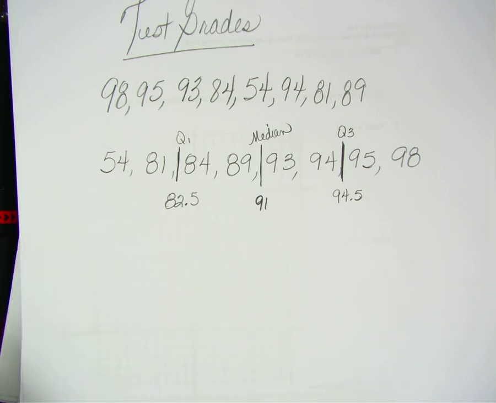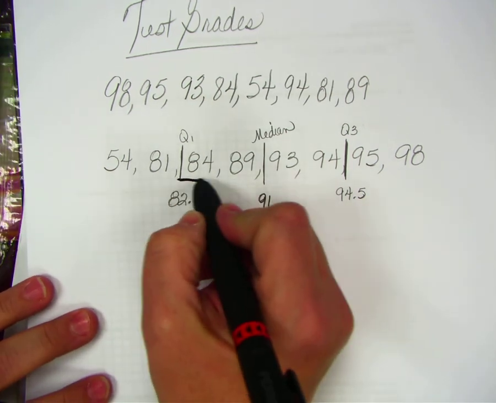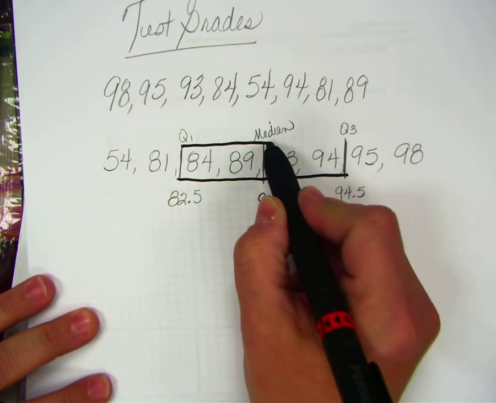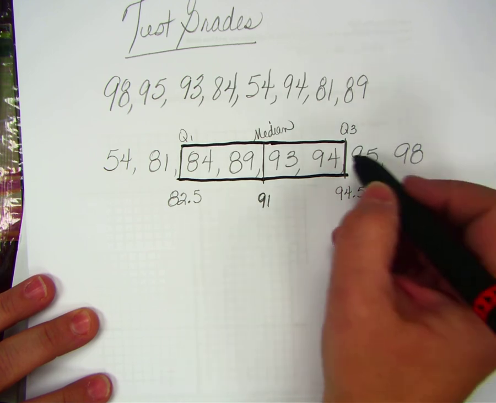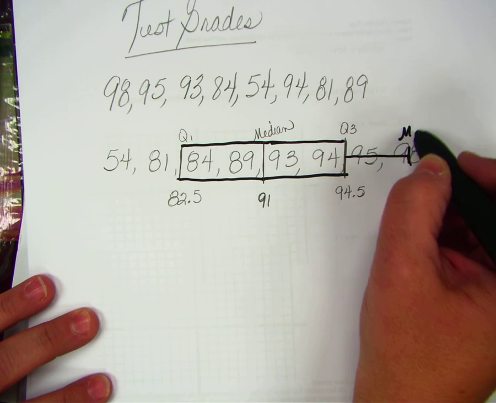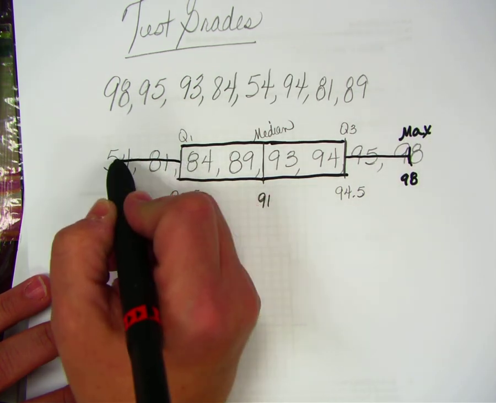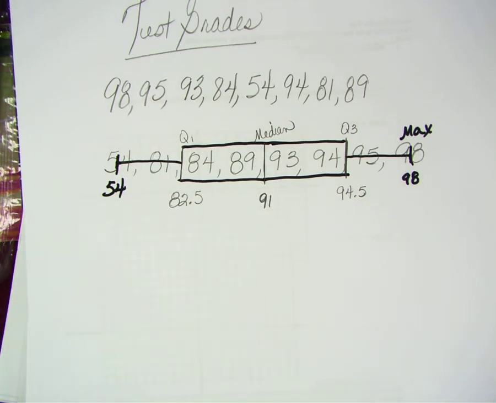Now we've done that before. And essentially that is a box and whisker plot because I just connect these like this. And then my whisker would be out here at 98. That's my maximum. And my minimum would be down here at 54. So that's a box and whisker plot.